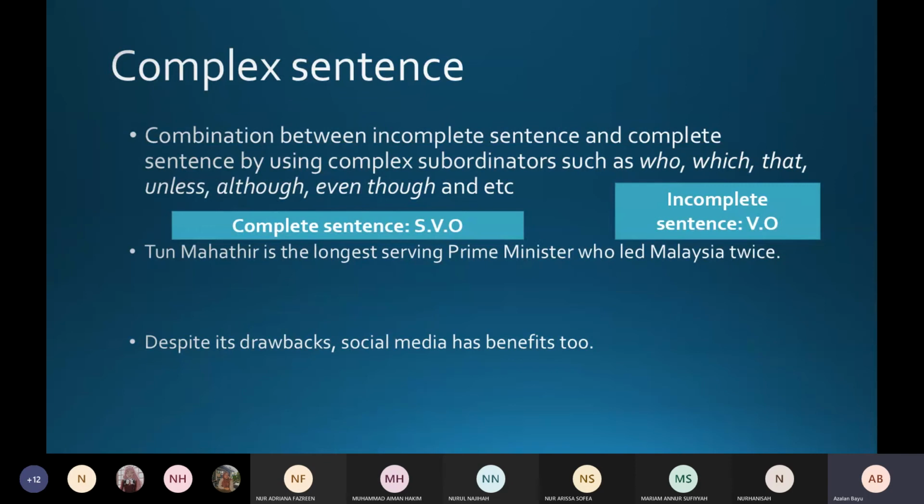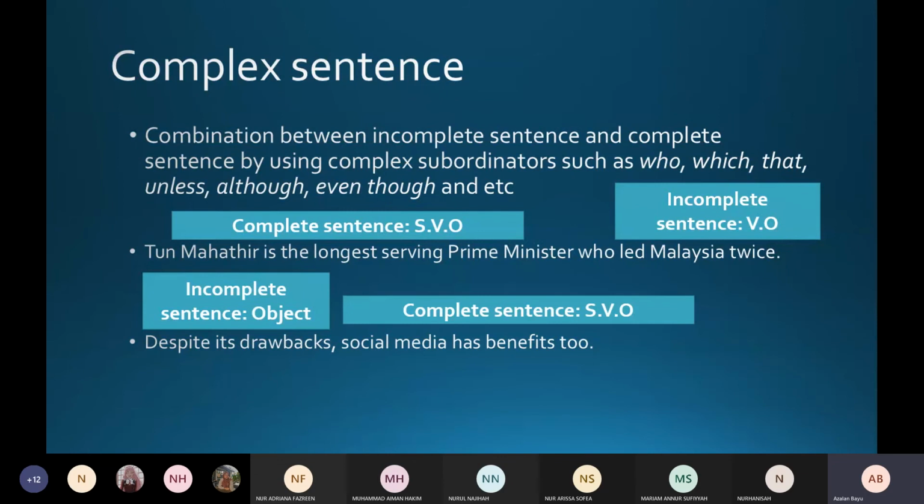Second sentence: Despite its drawback, social media has benefit. Tu, lagi pendek, tapi dia adalah ayat kompleks. Pertama dia ada incomplete sentence, iaitu dia ada objek saja, and then dia ada complete sentence SVO, macam biasalah. Tetapi berbeza dengan ayat yang first tadi, subordinators diletak dekat depan. Yang ni subordinator letak kat tengah kan, who. Yang ni despite. Despite ni maksudnya walaupun begitu ataupun meskipun. Meskipun dengan kekurangannya, social media juga mempunyai benefit.